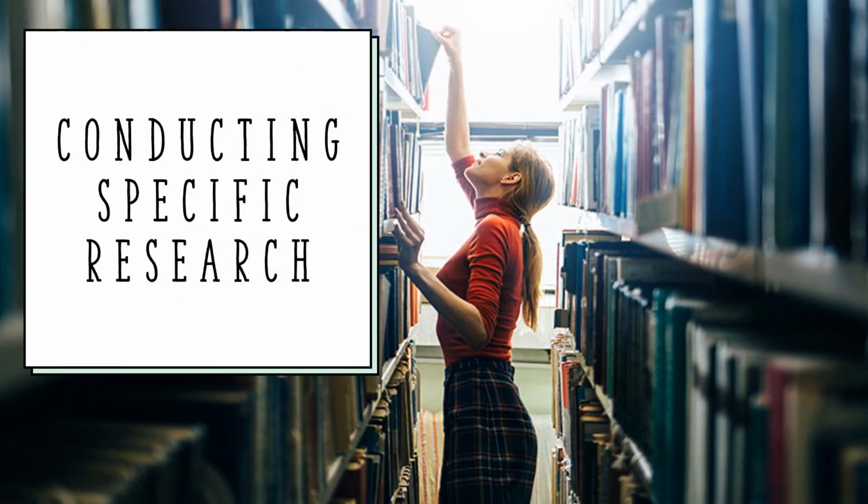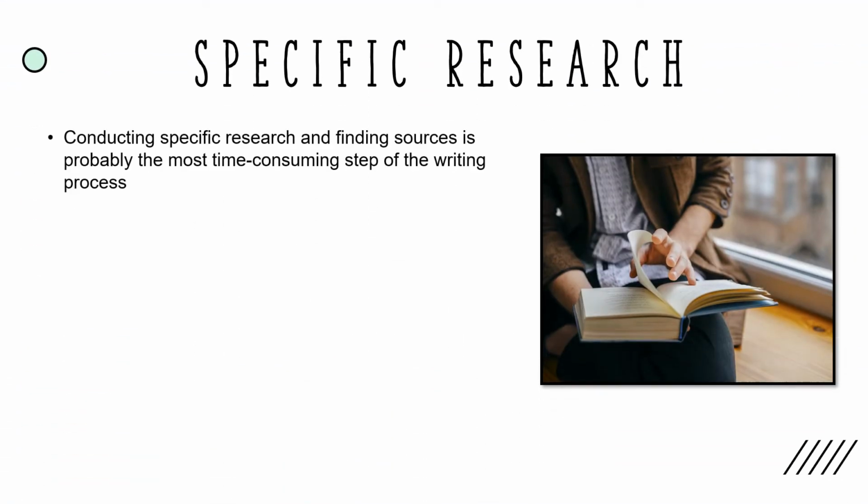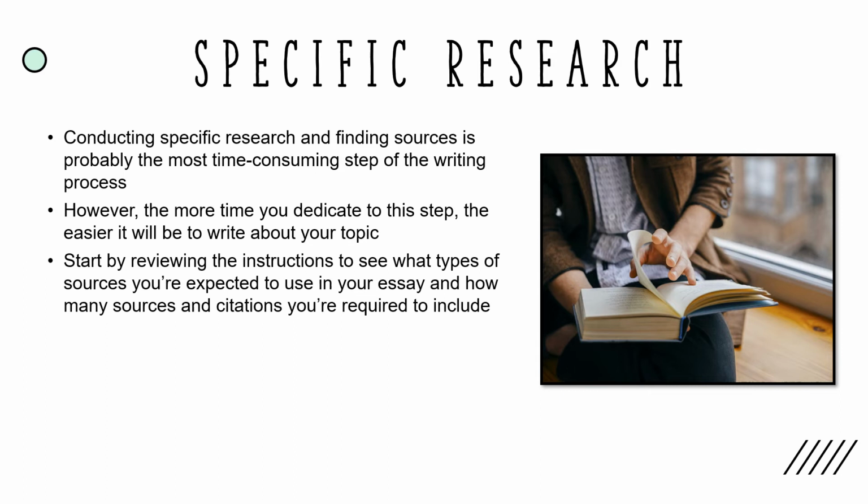Once you have your working thesis, you can begin conducting specific research on your topic. Conducting specific research and finding sources on your topic is probably the most time-consuming step of the writing process. However, the more time you dedicate to this step, the easier it will be to write about your topic in the drafting step. Start by reviewing the instructions for your writing assignment to see what types of sources you're expected to use in your essay and how many sources and citations you're required to include.